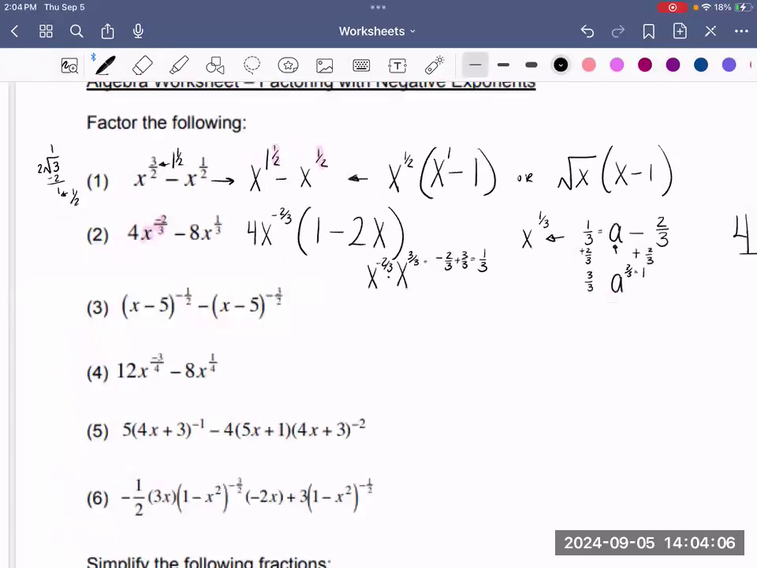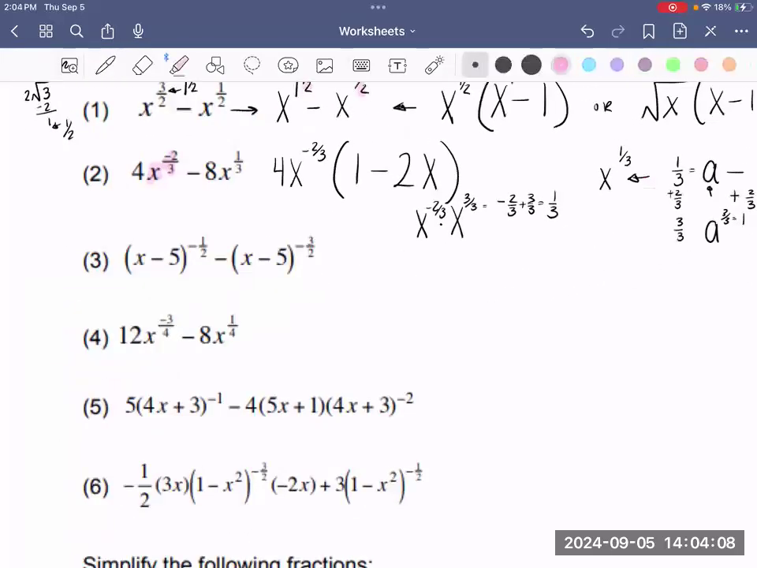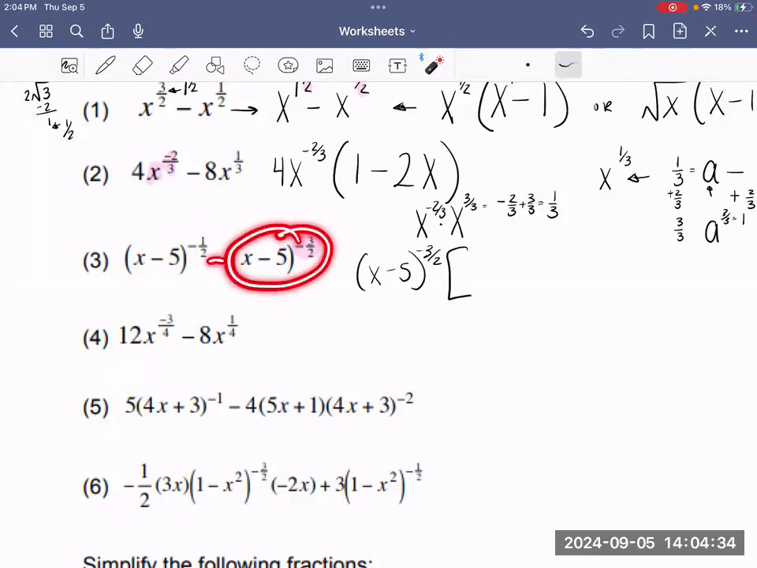Now let's try it again over here. So of these two, you can tell that they actually have this whole x minus 5 in common. So this whole thing, x minus 5, will be taken out. And as far as its exponents go, you're going to take the more negative number. So you're going to be taking out this negative 3 over 2, leaving behind, or if we're taking out this whole term here, we're leaving behind the coefficient of negative 1.